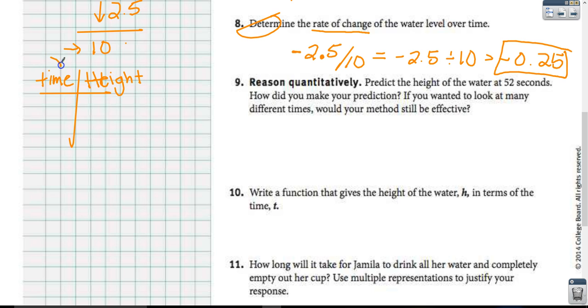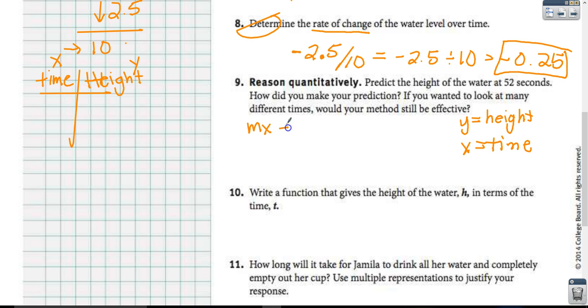Okay, usually the left is your x value and the height is your y value. We can confirm that by looking at our table, because if you look at the table, the water height is on the y-axis and the time is on the x-axis. So we're just going to write y equals height and x equals time.